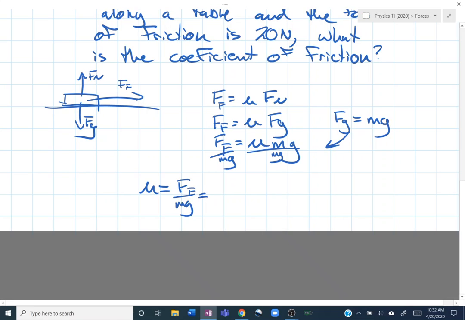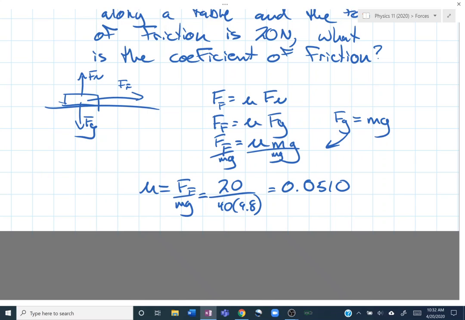My force of friction, which I just read out, is going to be 20. My mass is 40. G is 9.8. And I get my coefficient of friction is 0.0510. And it should give you a funny feeling to write down a final answer without any units. And in this particular case, that's okay.